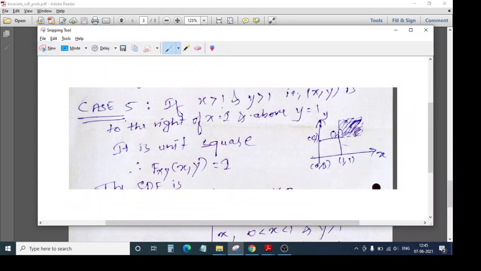Okay. So what we have done? X is greater than 1. So that means if I take this strip, it is greater than 1. We are saying it is greater than 1. That means it would come somewhere here. It would come somewhere in this region.